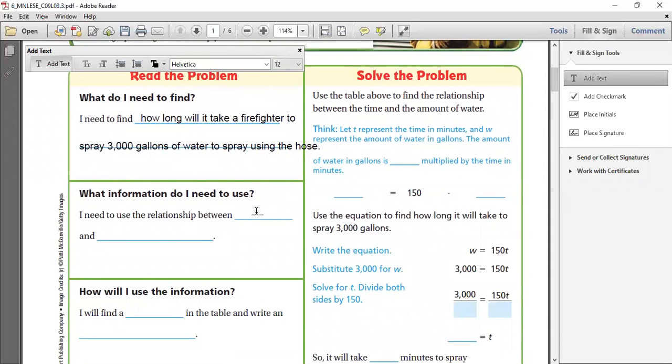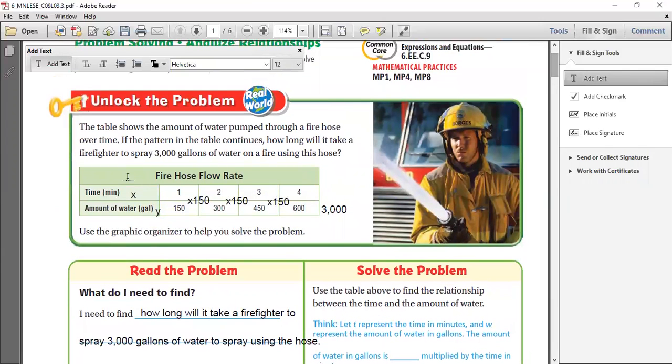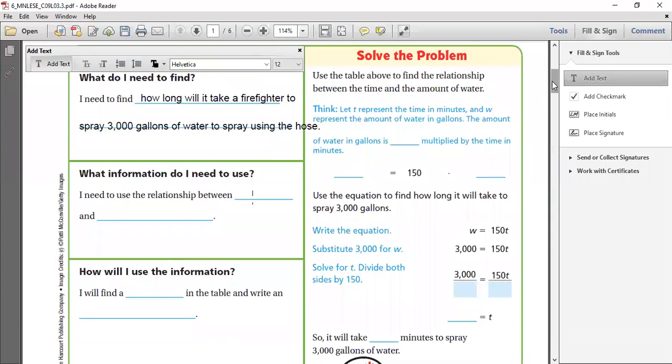Okay, what information do you need to use? What are the two things given in the table? The time and the amount of water. So these are the two things we need. So I need to use the relationship between time and amount of water. Okay, how will you use this information?